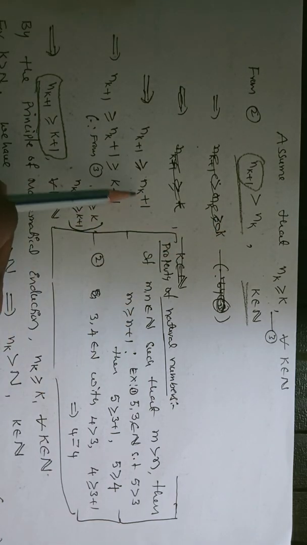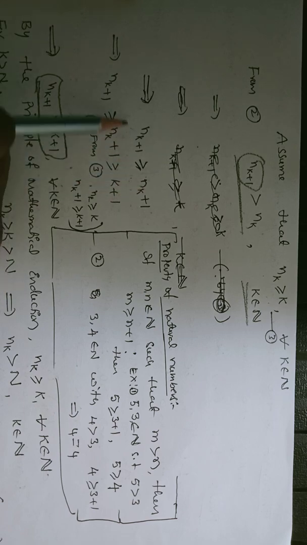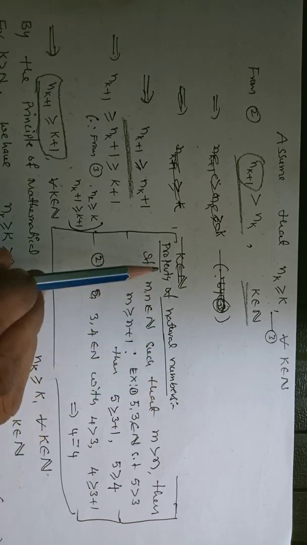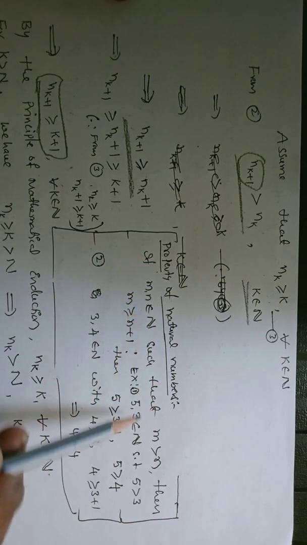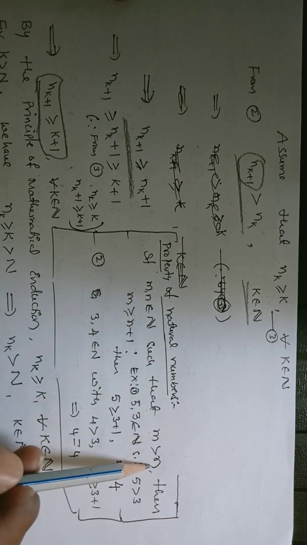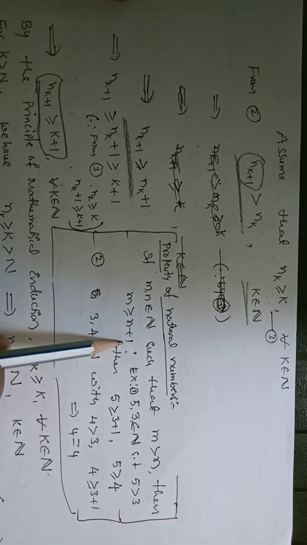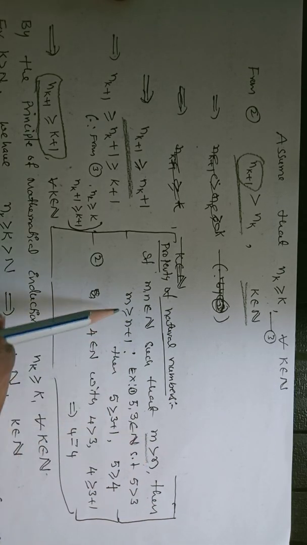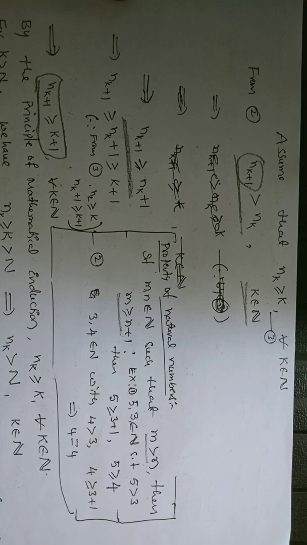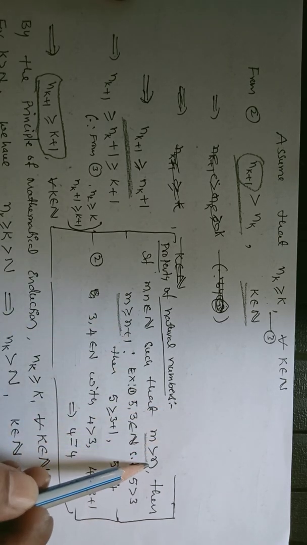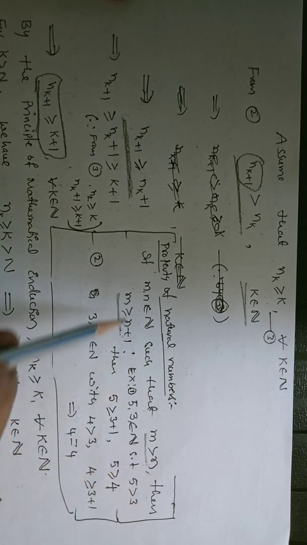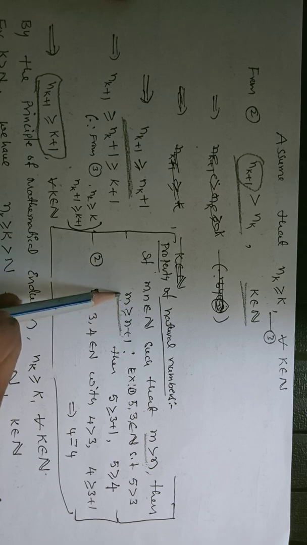That is, adding 1 to the kth term, it becomes greater than or equal. This is a rule, known as a property of natural numbers. Suppose m and n are two natural numbers such that m is greater than n. Then m is greater than or equal to n plus 1. When m is greater than n, m is either equal to n plus 1 or greater than n plus 1.